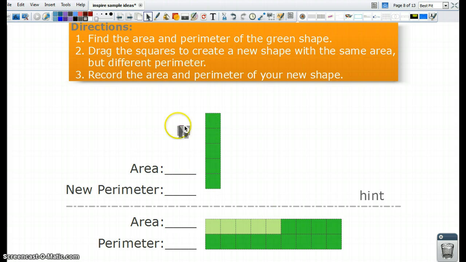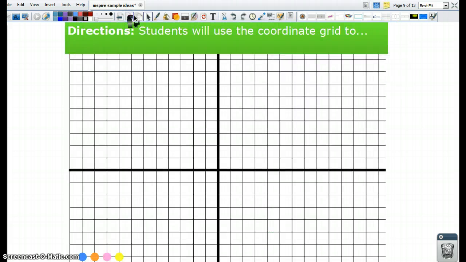For instance, maybe I make one very long line with only 1 unit high. The perimeter is going to be very different than if it looks like that, or if I make a complete square out of it. So once again, modeling. These are things that you can't do as easily with either PowerPoint or a dry erase whiteboard.